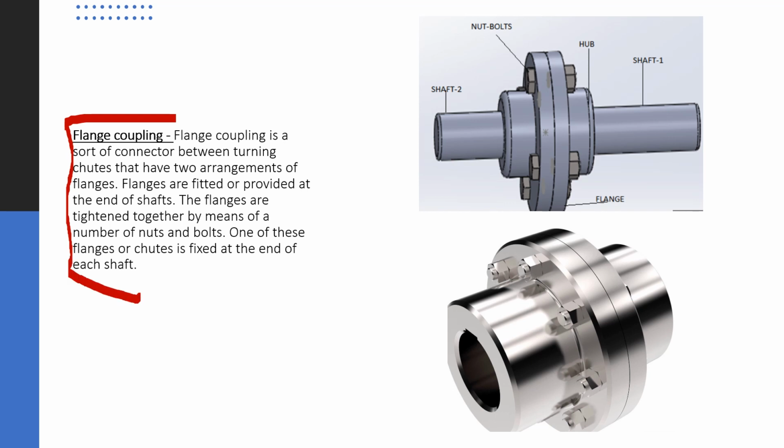Two sides we have to connect with a flange. The shaft is here, and the shaft is connected with the flange by any means. You can put some sleeve or something, and attach it, or use a hub. Then both flanges you have to connect with fasteners. So flange coupling is a sort of connection between rotating shafts and has two flanges. Flanges are fitted at the ends of the shafts. The flanges are tightened together by means of a number of nuts and bolts, 4, 6 or more, an even number of bolts. One of these flanges is fixed at the end of each shaft. So this is called flange coupling.